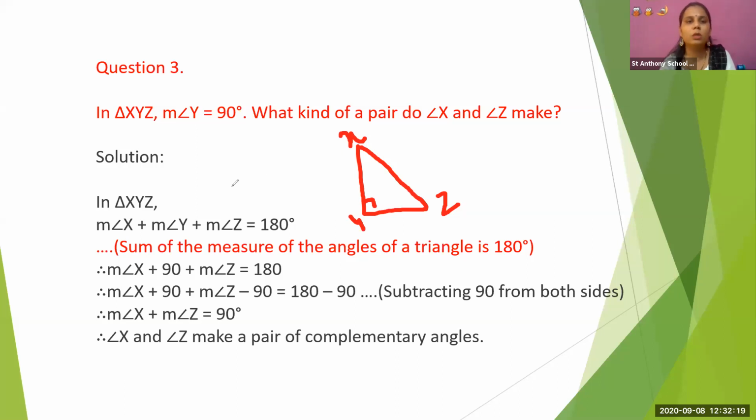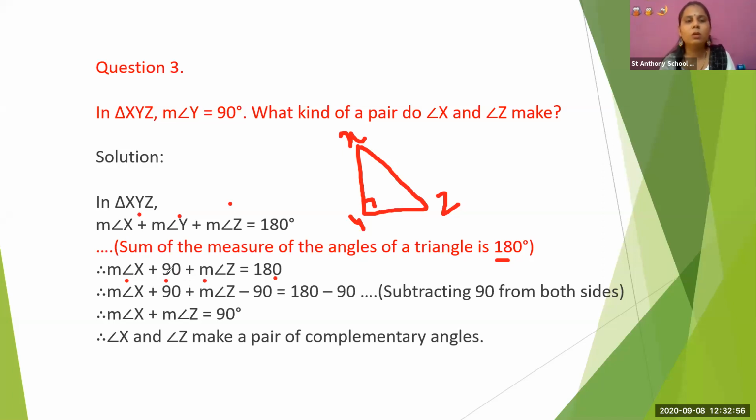Now, as I told you, in triangle XYZ, angle X plus angle Y plus angle Z is equal to 180 degrees, as the sum of the measures of the angles of a triangle is 180 degrees, right? Now the measure of angle X remains as it is, as its value is not given. How much is angle Y given? 90 degrees. Again angle Z is not given, is equal to 180 degrees.